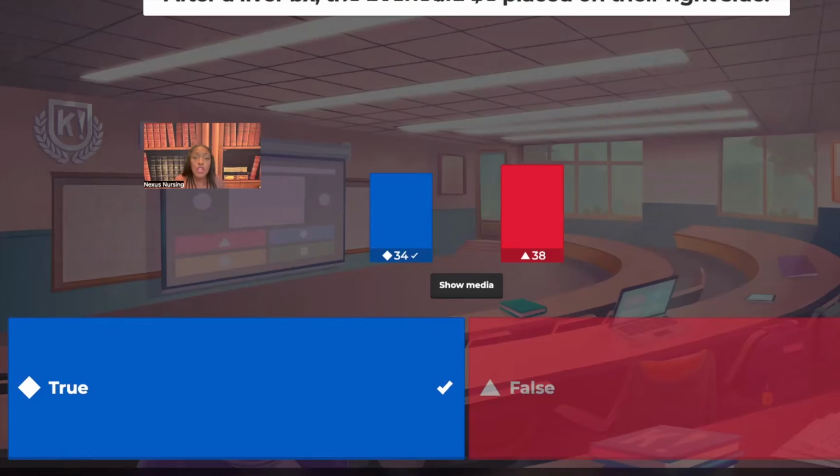So, yes, you're going to want to place the patient on their right side. You want to put pressure on that liver. Otherwise, that patient's going to bleed to death. Very vascular. Absolutely.